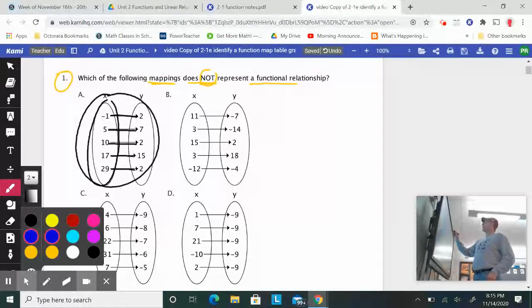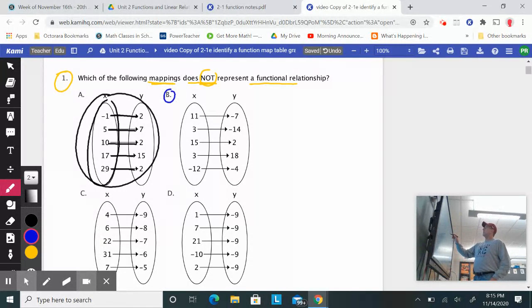Now look at the second map, the B. Look at the input here. 11 goes to negative 7. 3 goes to negative 14. And then you have 15 going to 2. And then you have 3 going to 18. And there's a problem with 3, because you notice 3, that same input, actually has 2 different outputs. So there's a 3 here, a 3 here. You can't have the same input going to 2 different outputs. Well, you can. It's just not a function. So this one would not be a function.